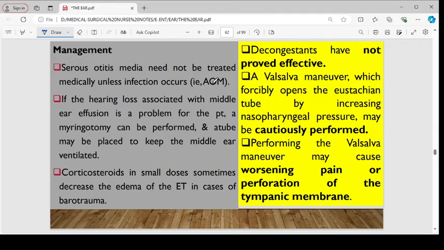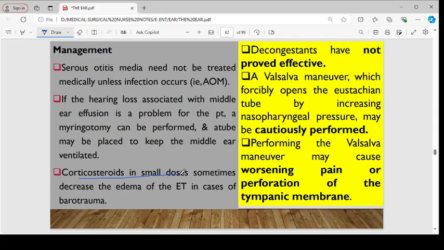Serous otitis media need not be treated medically unless infection occurs, as in the case of acute otitis media. If the hearing loss associated with middle ear effusion is a problem for the patient, a myringotomy can be performed and a tube may be placed to keep the middle ear ventilated. Corticosteroids in small dosages may be used to decrease the edema of the eustachian tube in cases of barotrauma. Decongestants so far have shown not to be effective.